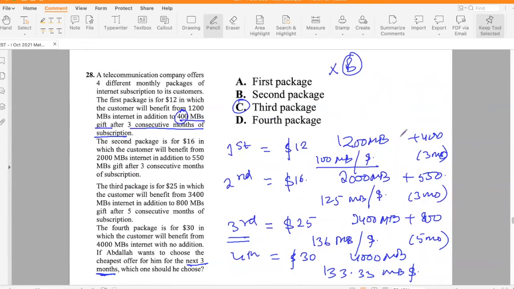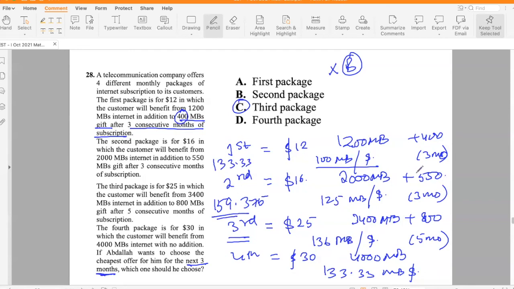So for the next 3 months, then I get 12 plus 4, 1600 by 12. So let's put that in. 1600 by 12. So that's 133.33. And 2000 plus 550. So 2550 by 16. So that's 159.375. Yeah, so if you include this at the end of 3 months, then second package becomes the best, right?